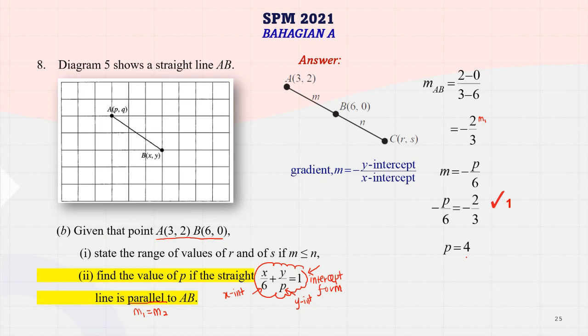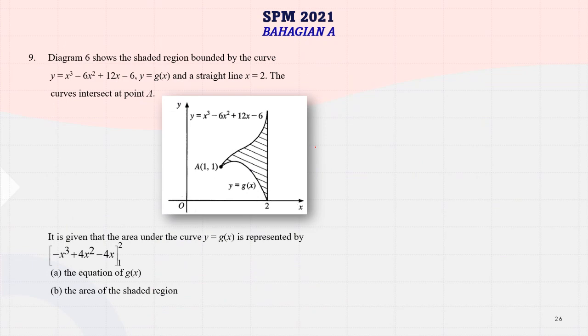Okay, next we go to number 9. Okay, integration. Integration came out. Differentiation did not come out in Paper 1 last year. Only integration came out.